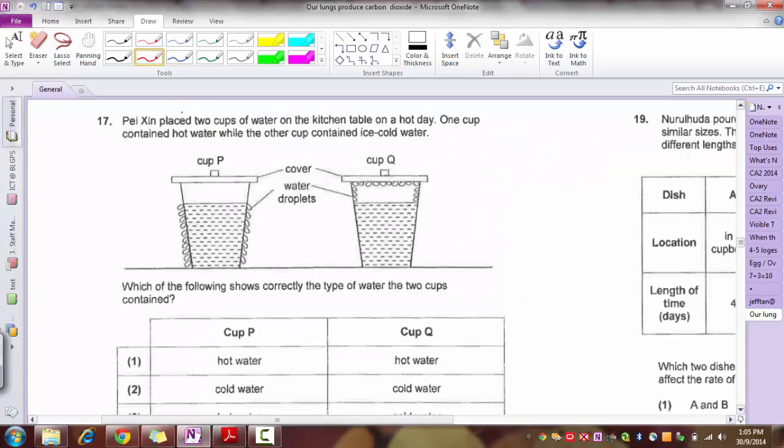Right, let's look at 17. Very common question. 2 cups. 1 cup contains hot, 1 cup contains cold. And then after that, she sees this. So you're supposed to identify which cup contains cold, which cup contains hot.